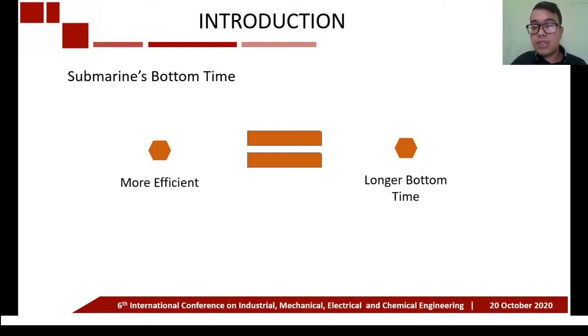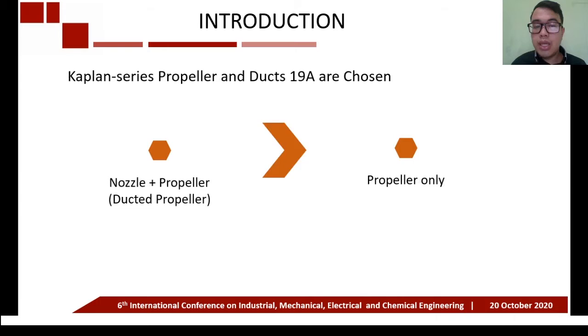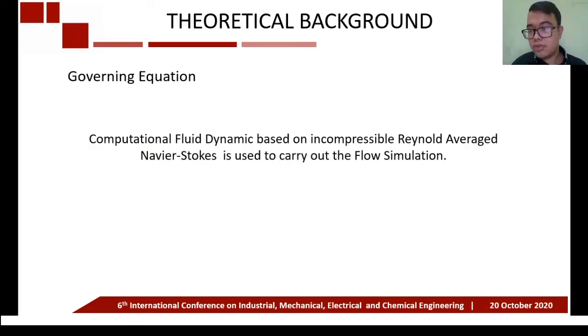There is a limitation of the time a submarine can dive. With a better propeller efficiency, it could extend its bottom time. From the previous study, we know that applying a nozzle could increase the efficiency, and from another paper that I mentioned in my paper, the Kaplan-series propeller could be better than the B-series propeller. So we decided to study the Kaplan-series and DUX type 19A. That's all the introduction of this project.